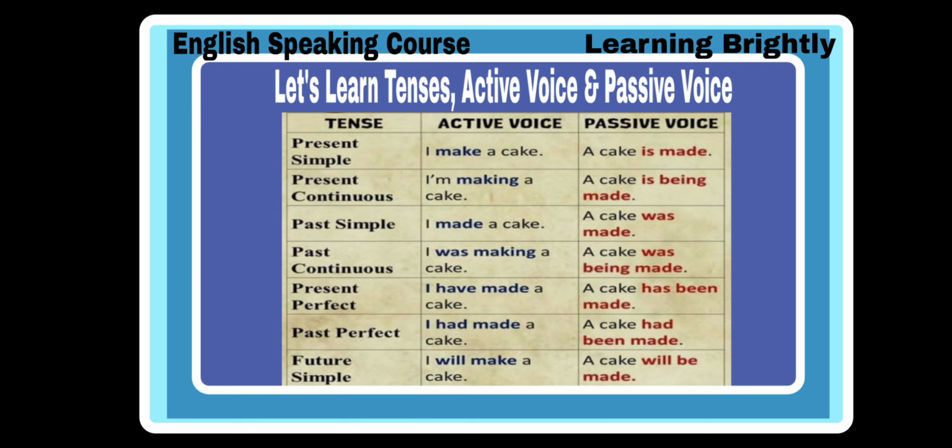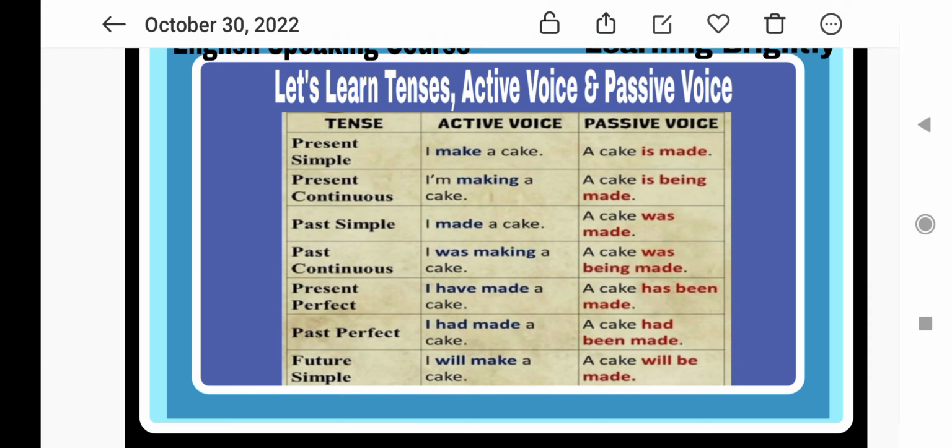Next, past simple: I made a cake. A cake was made. Next, past continuous: I was making a cake. Passive voice, a cake was being made. Present perfect: I have made a cake. Passive voice, a cake has been made.